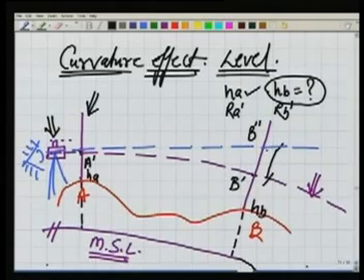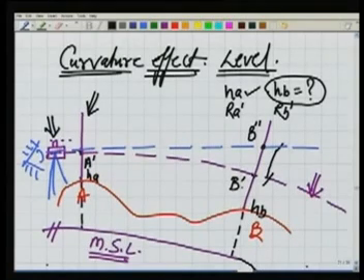So what should I do? Because I am taking an observation in this staff which is kept at B double dash, my reading will be some value along this staff at B double dash, not at B dash.